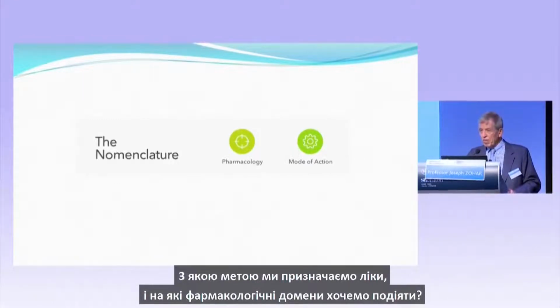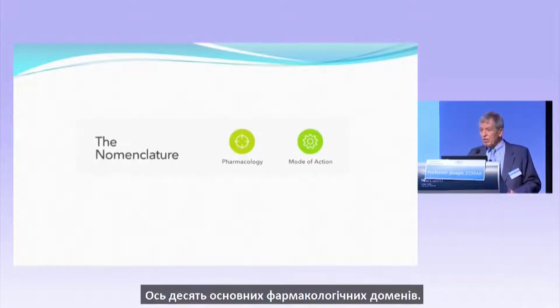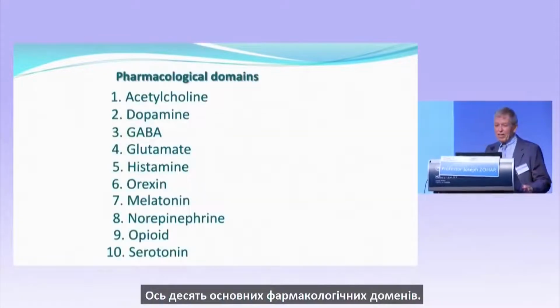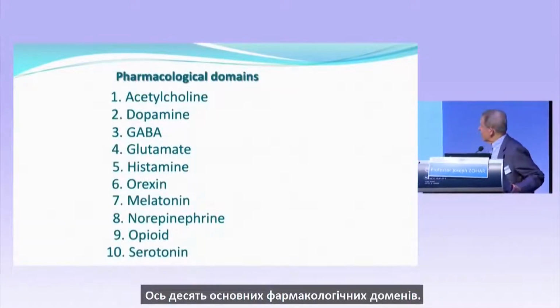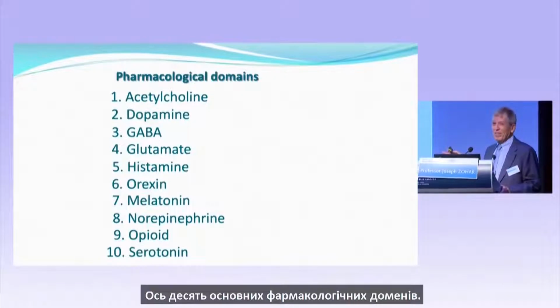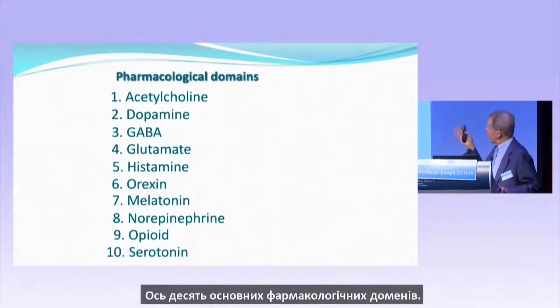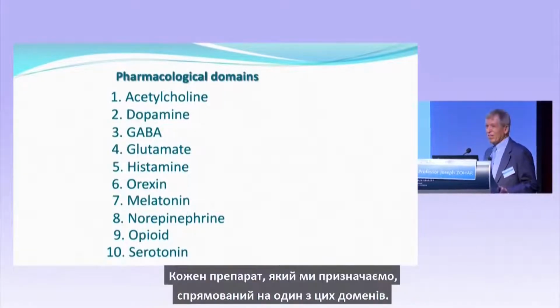While we are prescribing our medication, how many pharmacological domains are we touching upon? If we're talking about a pharmacological domain, at this point in time we are tapping about 10 pharmacological domains. Each time that we are prescribing any psychotropic, we tap upon one of these 10.